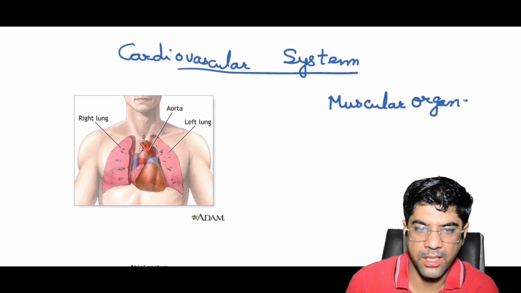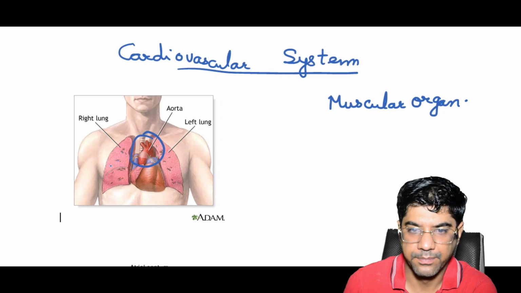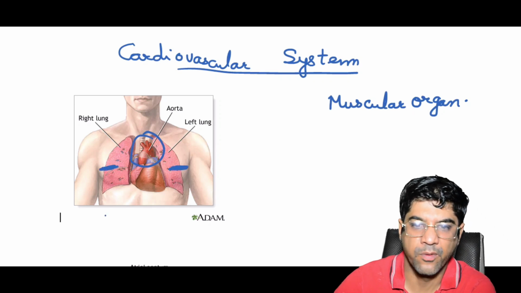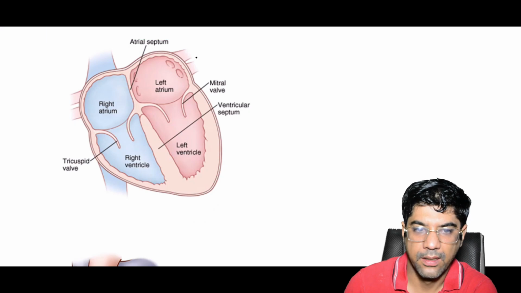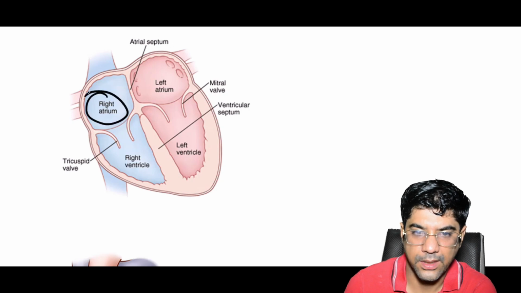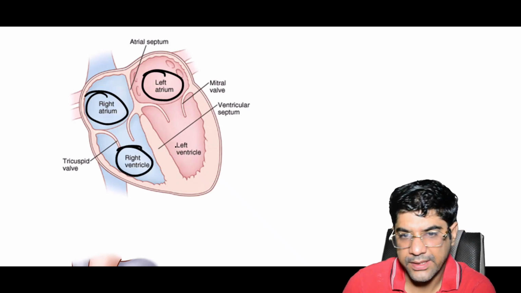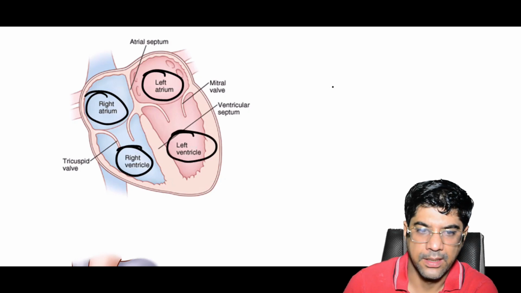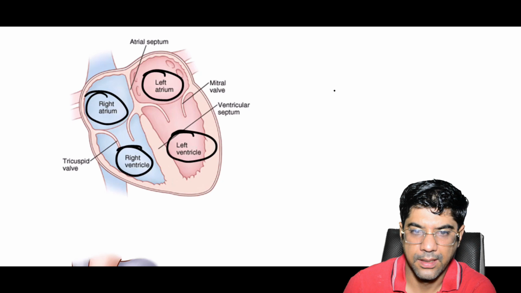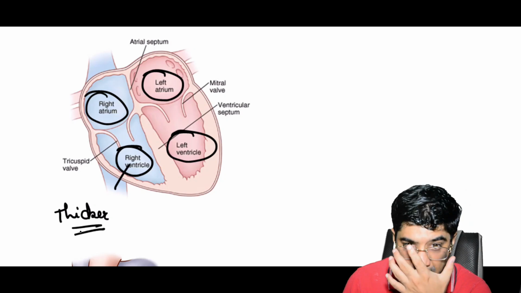So first of all, where is the heart located? The heart is located, remember, between the two lungs in the mediastinum. The heart has four chambers: two atria, the right atrium and left atrium, and two ventricles, the right ventricle and the left ventricle. The musculature of the ventricles, remember, is thicker than that of the atria, meaning the force of contraction depends on the muscle thickness.